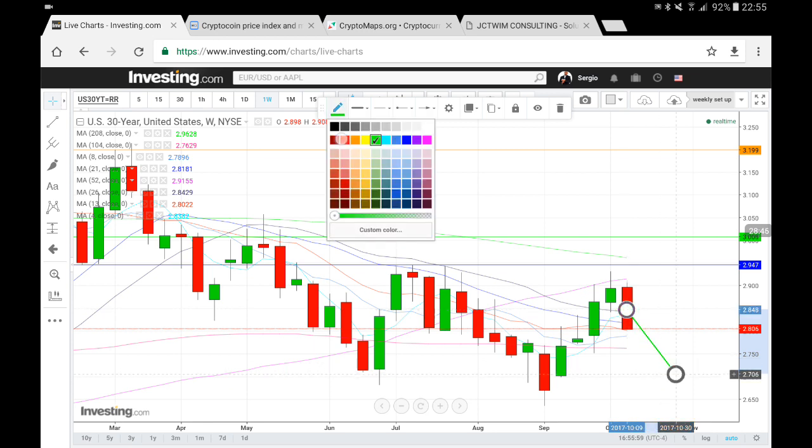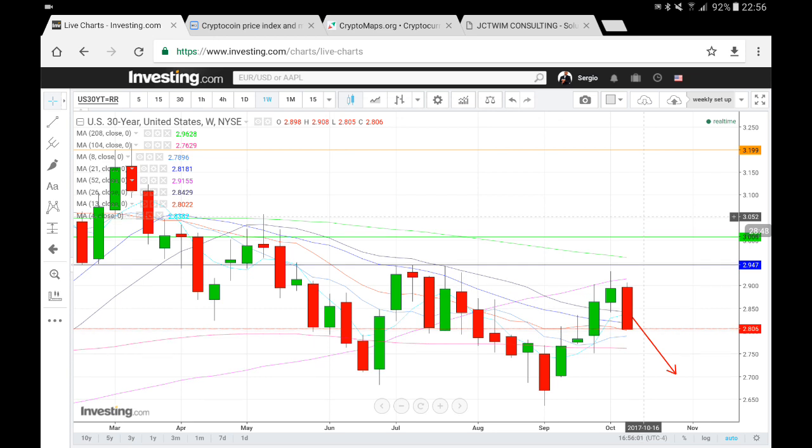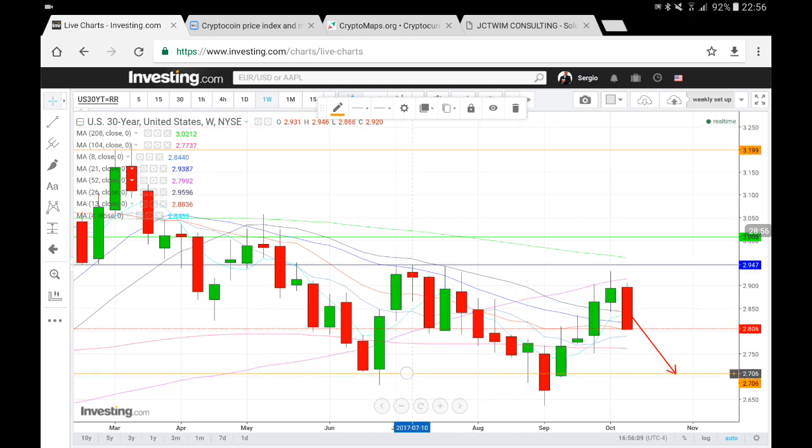So that in red. Okay, this one in red, and I'm going to clone this one, boom. I'm going to take this one and this one here. That's our target. Okay, so the yield can go lower from 2.8. Take a look over here, that's your 13-week moving average, 21-week moving average, in black that's your 26-week moving average, 52 weeks, 208, and 4 weeks over here, 8 weeks and 104.